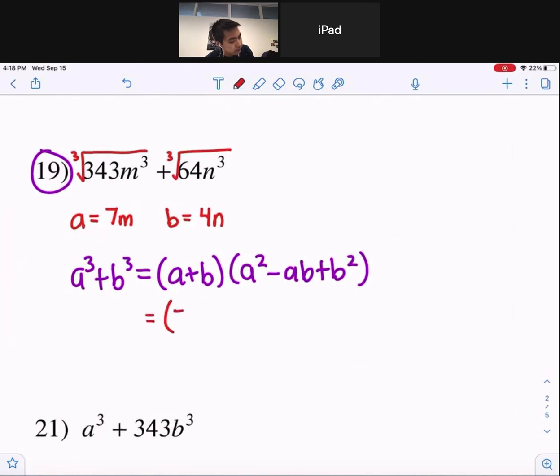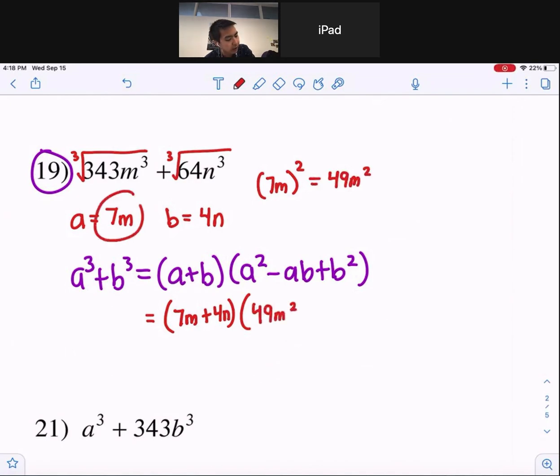A is 7m, our b is plus 4n. Now our a squared, that would be 7m raised to the second, 49m squared. Now our a times our b, 4 times 7 is 28, and then m times n is mn. And then we have our b squared, so this is our b value, raised to the second, 16n squared.